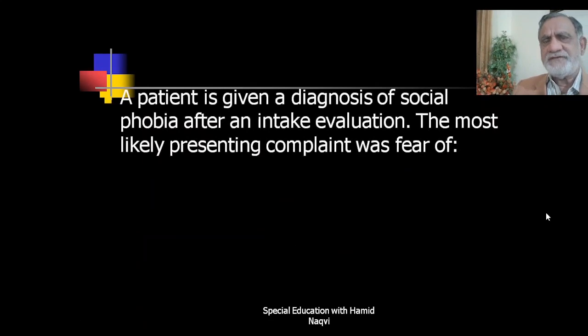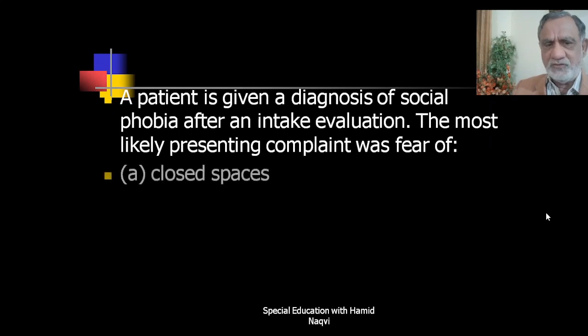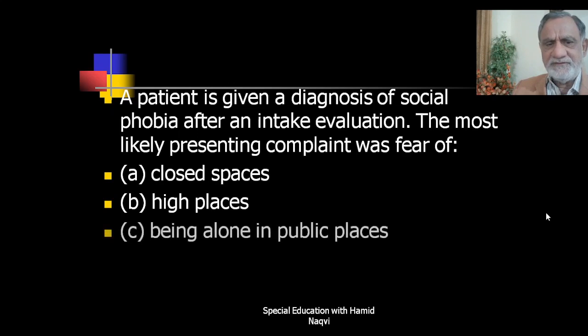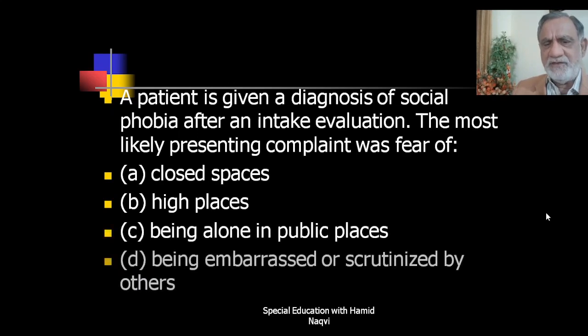A patient is given a diagnosis of social phobia after an intake evaluation. The most likely presenting complaint was fear of closed spaces, open places, being alone in public places, or being embarrassed or scrutinized by others. Correct answer is D, that is being embarrassed or scrutinized by others.